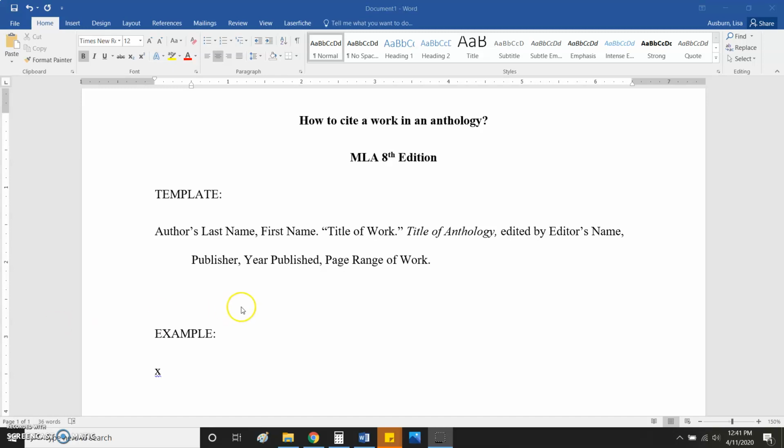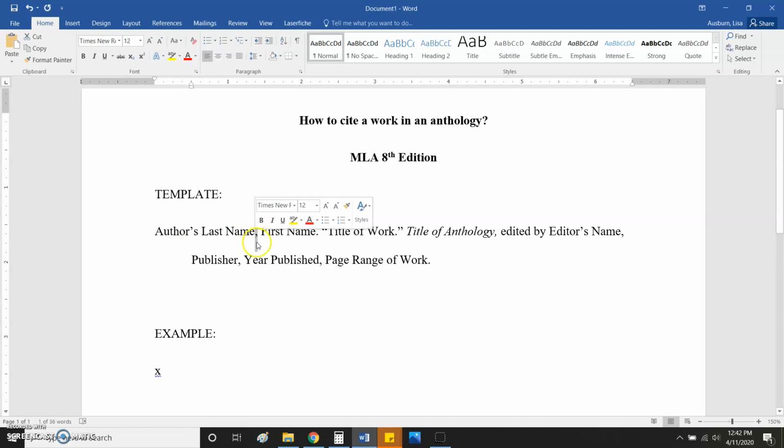I'm giving those examples. The template for citing a work in an anthology begins with the author's last name. Now, this is not the author of the entire book. It's just the author of the text that you are reading within that book. So you have the author's last name followed by a comma.